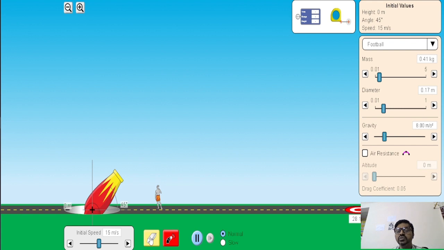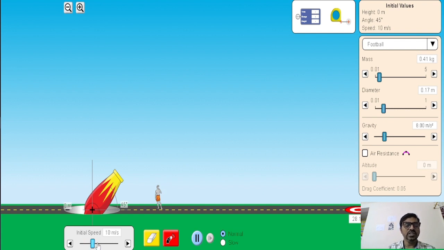Mainly two things we'll be focusing on here. Number one, the maximum height up to which the particle rises. Number two, the horizontal range, at what distance it is going to fall on the horizontal surface. These two things we'll be focusing on. For that there are variables.